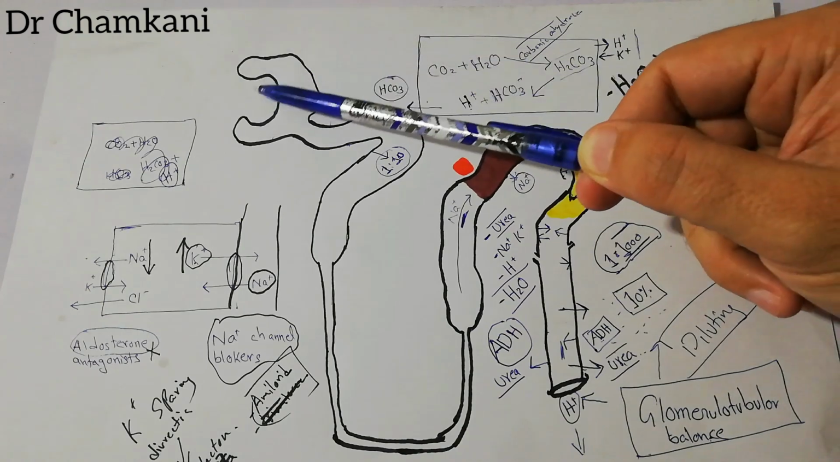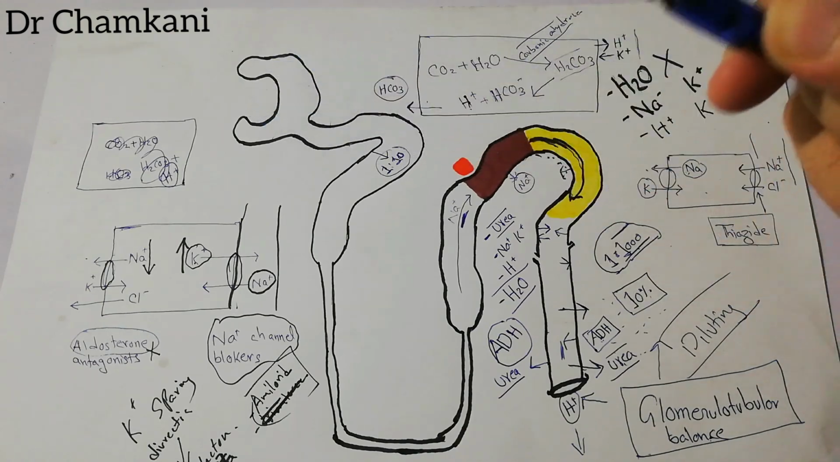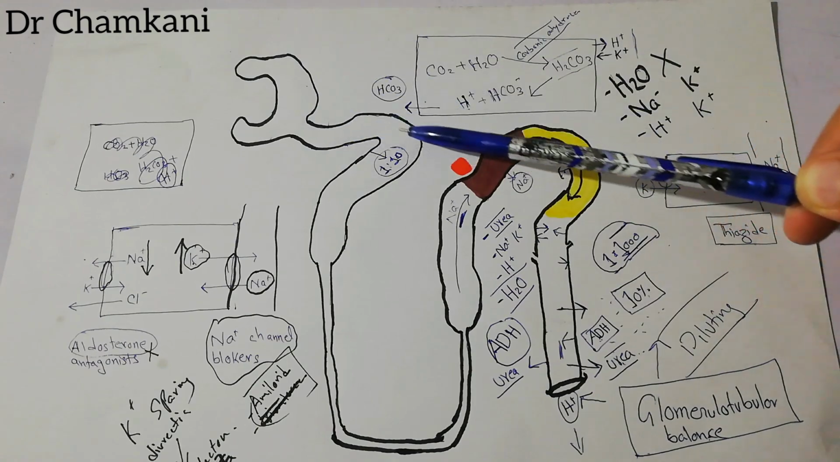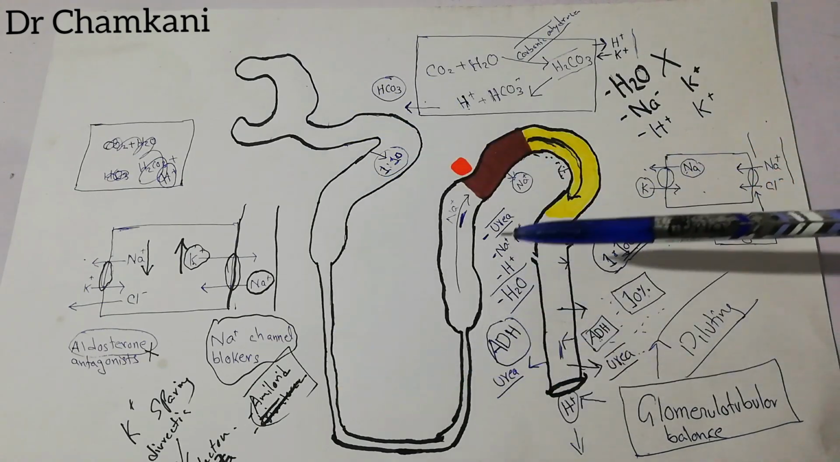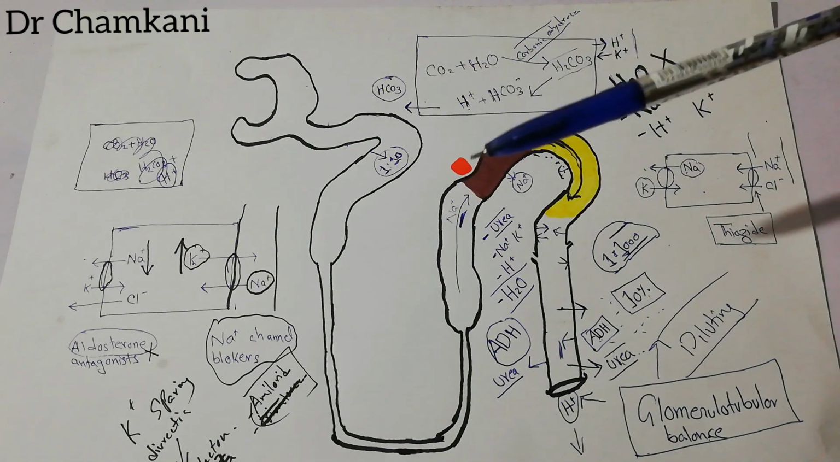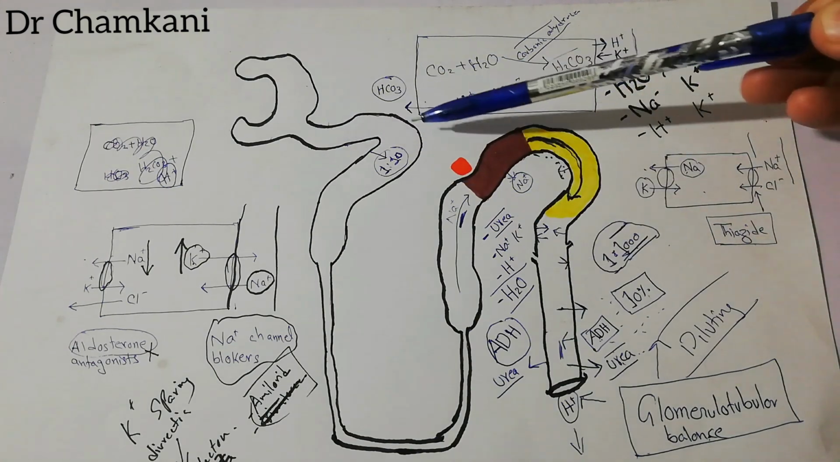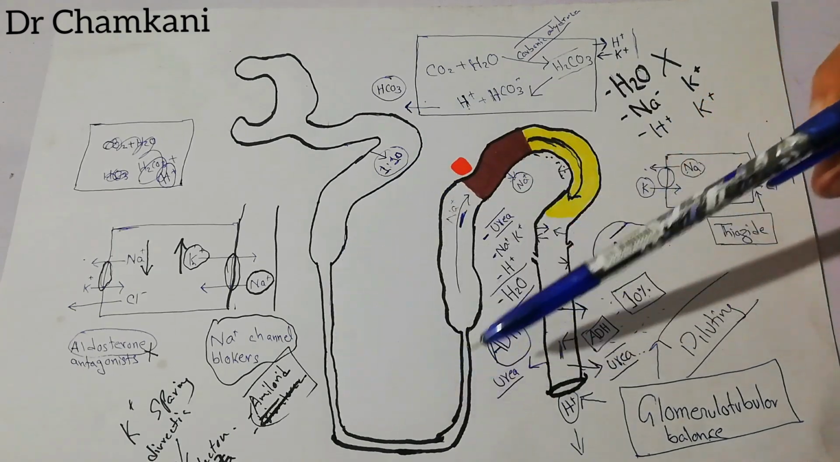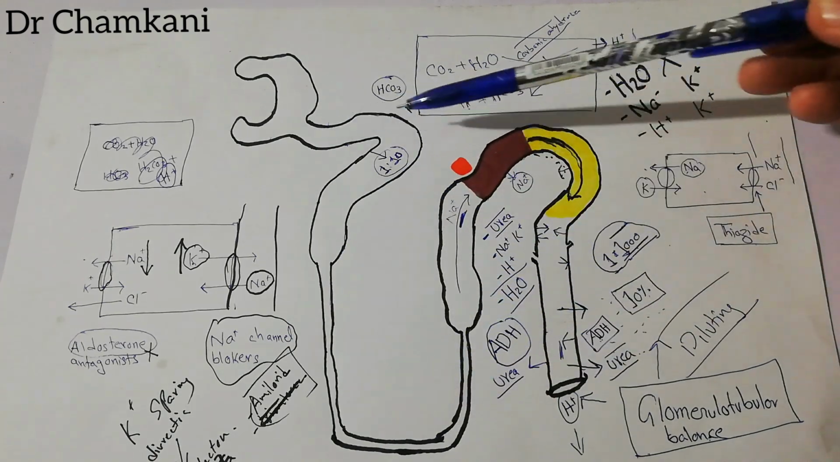If the amount of fluid that is filtered here in the glomerulus is increased, then the amount of fluid that is reabsorbed in these tubules also increases. Now, this mechanism, this glomerulotubular balance, is more pronounced in the proximal tubule, although it may occur in the loop of Henle as well, but it occurs mostly in the proximal tubule.